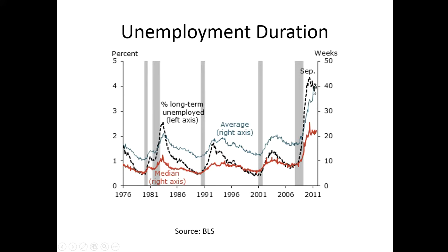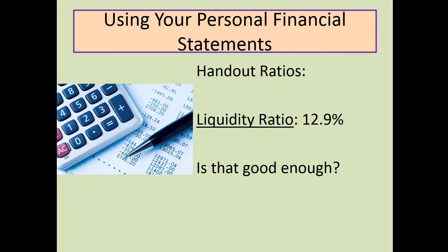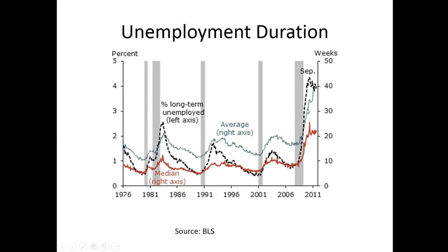which 40 weeks is getting up to, well, I don't want to say almost an entire year, but nobody has a lot of coverage for that. So the rule of thumb here for the liquidity ratio is you really want to have a 6 to 9 months emergency fund saved up to cover yourself in the case of unemployment. In case you're unemployed for 6 months, you'll have enough emergency funds to continue to provide for yourself while you're searching for a new job, because the duration can be quite large.